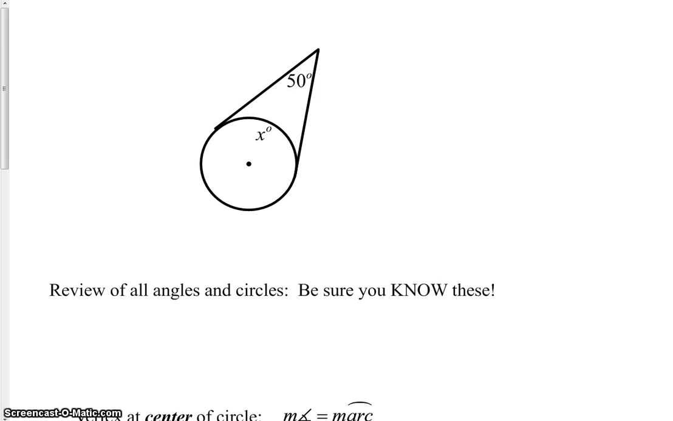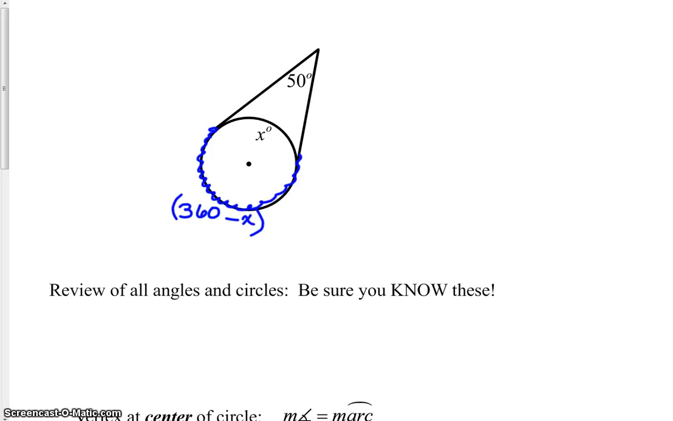Now let's look at the third case, and the third case is probably the trickiest because they're asking us for x and they did not give us any of the arcs on the circle. And the key to this is to remember that if one part of the circle is x, the other arc of the circle is 360 minus x, because it's everything but the x out of the 360 degrees.